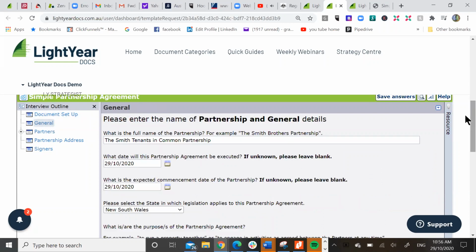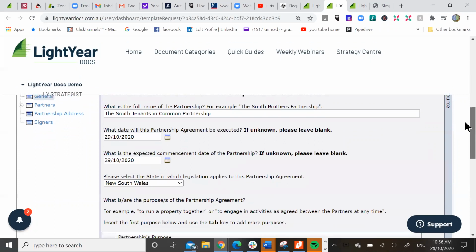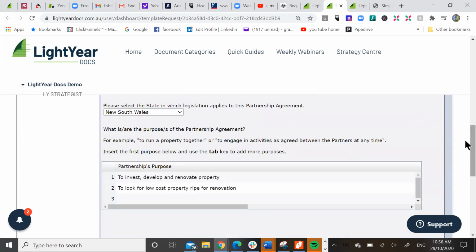So here I've got just the name of the partnership. I've got the Smith Tenants in Common. This is between John and Sally, husband and second wife. They're buying a property, a very simple one, for $800,000. And they are creating a partnership agreement for it. The partnership agreement starts on the 29th of October, based in New South Wales.